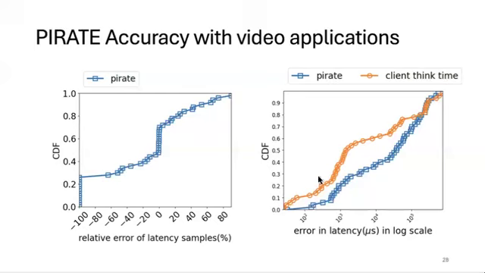That can be seen from the figure on the right. It closely follows Pirate's value. And if you look at the top 20% of the time, it almost matches the client think time, almost matches Pirate's time. And that corresponds to almost 100% of error in the left figure.